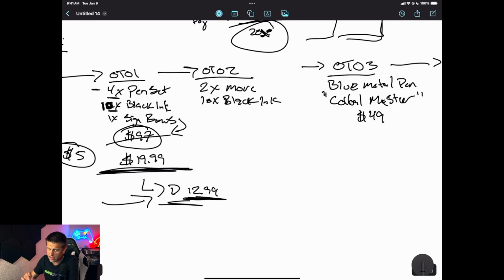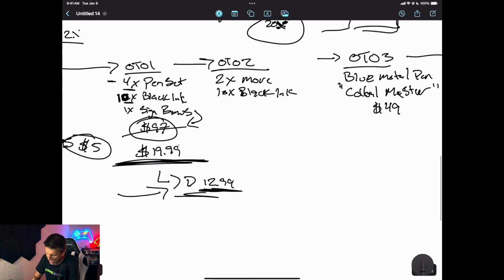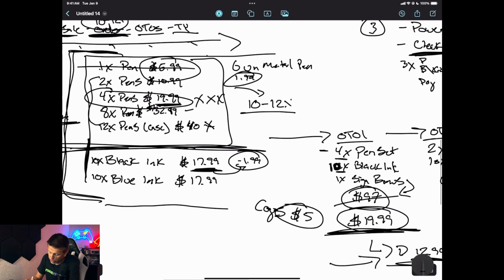But the thing is, it's so funny, that 2x, and then I basically would just take half of this price. So instead of $19.99, I just did $9.99. You know how easy this is? This thing was probably hitting at 30%. They came in thinking, I'm just gonna buy 1 pen, and they come out with 4 pens. They come out with a black ink.